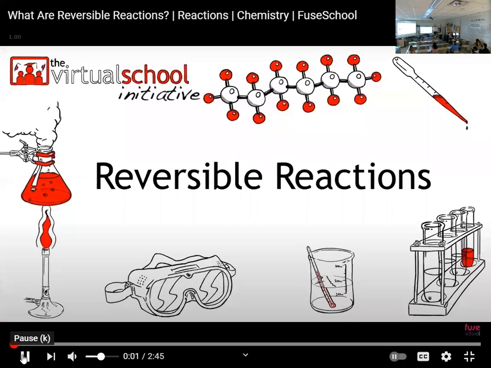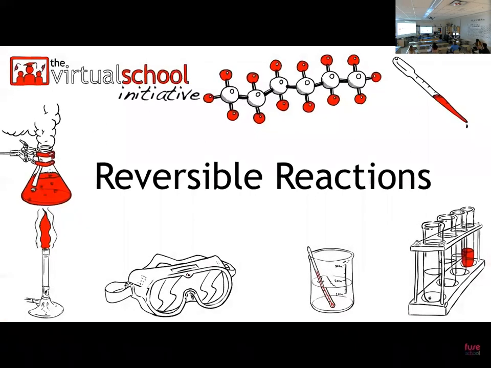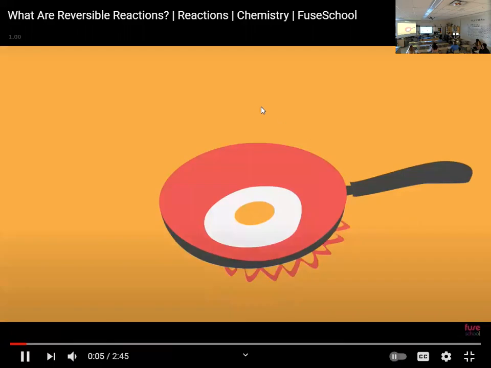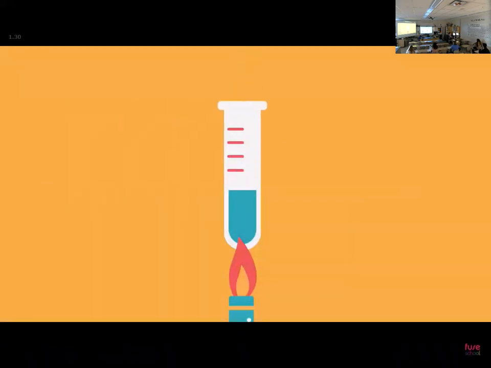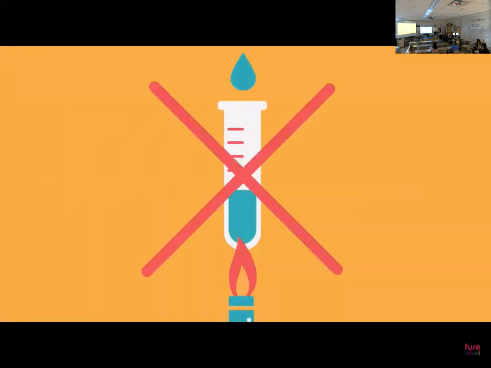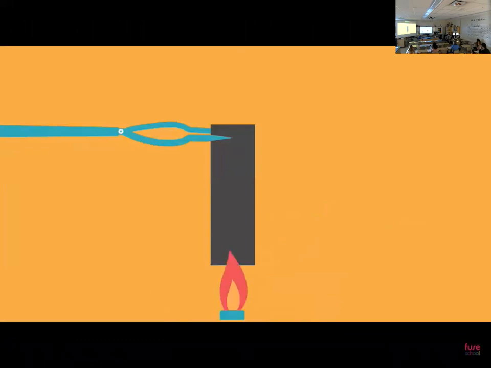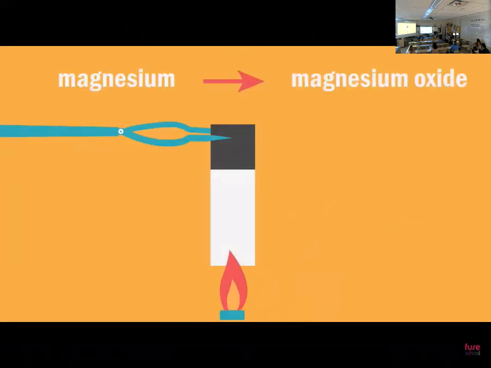In this lesson, we will learn about reversible reactions. When we fry an egg, it is impossible to unfry it. A lot of reactions work in the same way. Once it is done, it is irreversible. A good example is the combustion of magnesium to form magnesium oxide.